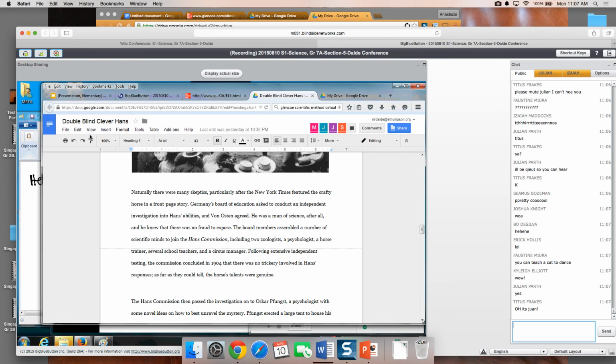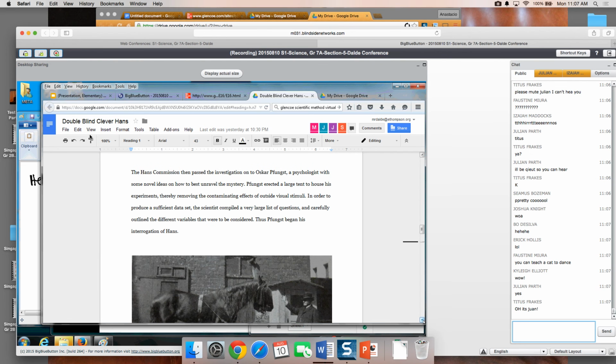So anyway, they passed it on to this psychologist, and it's tough to pronounce this name. It's a German name. I'm not very good with German, but it's Oskar Pfungst. He's a psychologist. What he did was he tried to come up with different ways to test this horse. So instead of having Wilhelm von Osten, the owner of the horse, ask the questions, he had other people ask the questions. And the horse still got it right.